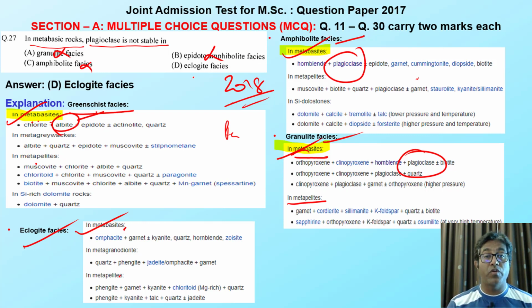Where I don't have plagioclase are the eclogite facies, like this one. You can see in the middle omphacite, garnet, kyanite, quartz, hornblende, and zoisite. So I don't have any plagioclase in that particular facies. This means plagioclase is not stable in eclogite facies.